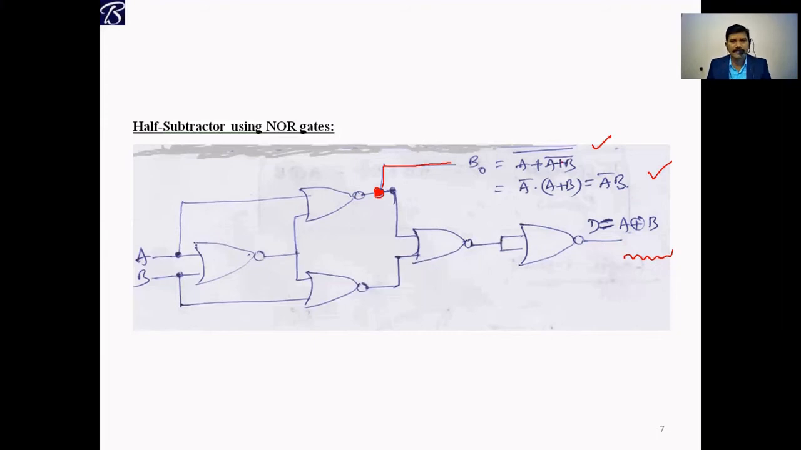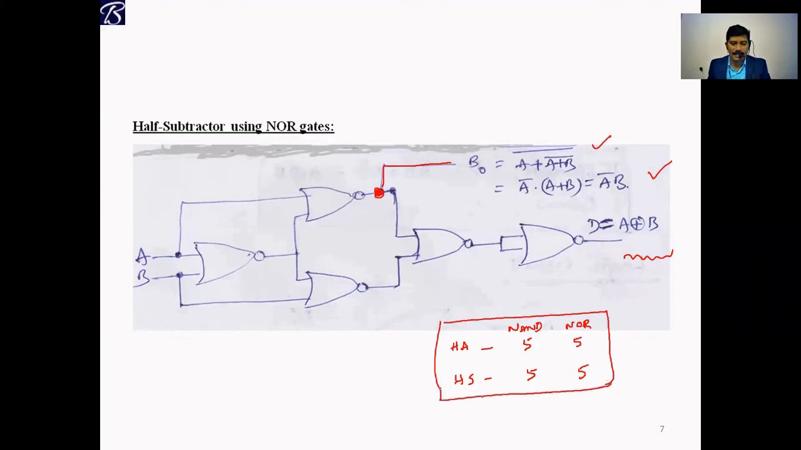So the conclusion here is, for half adder using NAND gates, 5, NOR gates also 5. Half subtractor, NAND gates 5, NOR gates 5. This point you need to remember. Generally they will ask how many NAND gates are required to implement half adder or half subtractor. Just remember the number 5, that's all.